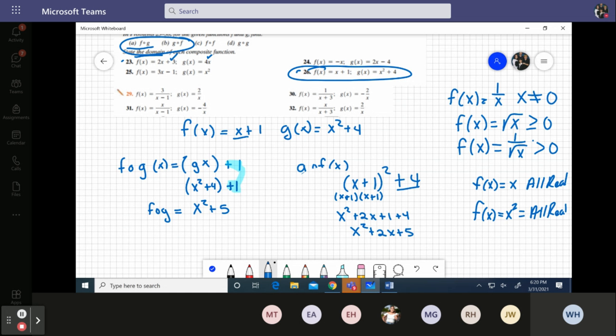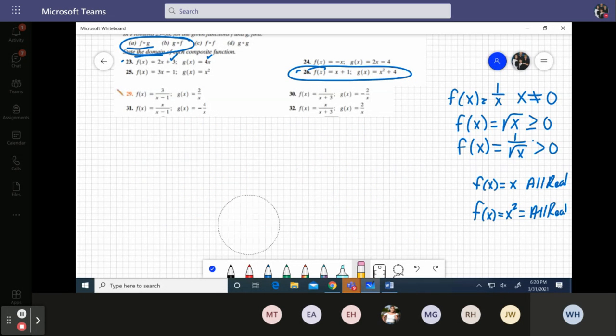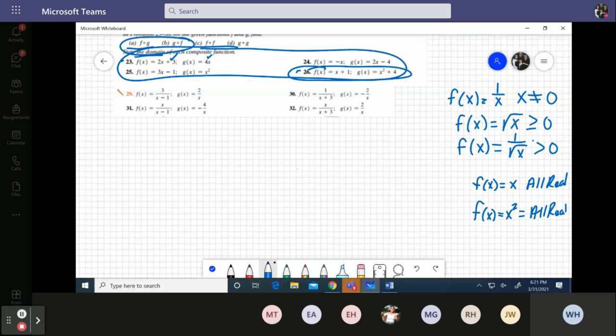All right. So when it comes to 29 through 32, we're not going to actually come up with the composite function, but what we are going to work on is the domain. Now the domain for all of these guys up here, because every one of them individually is all real, composite, they're still all real, right? But these, not so much, right? So we're not going to get the composite function, but we are going to be getting the domain.